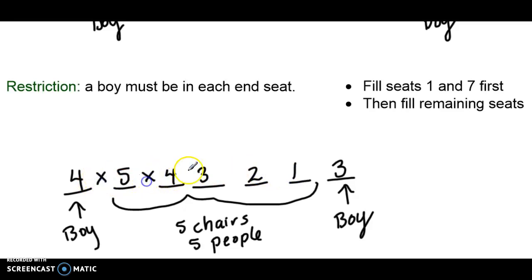This is the fundamental counting principle. We are going to multiply all of those choices together to find our total. And that gives us 1,440 arrangements.